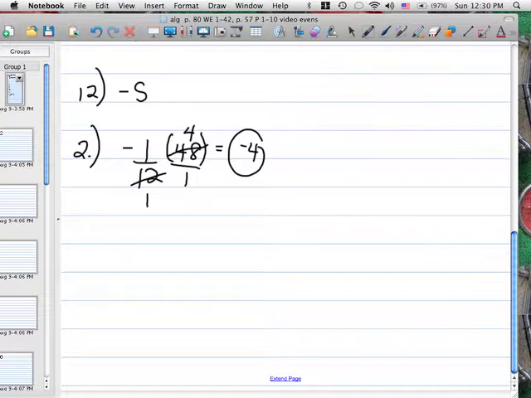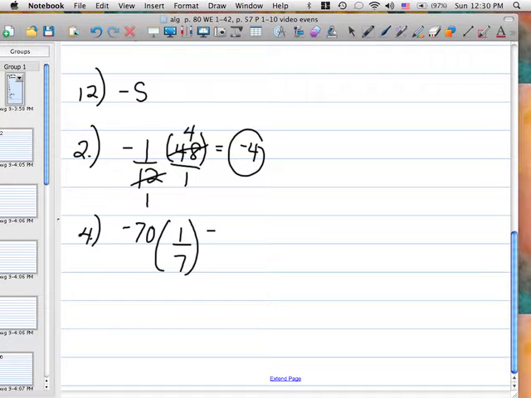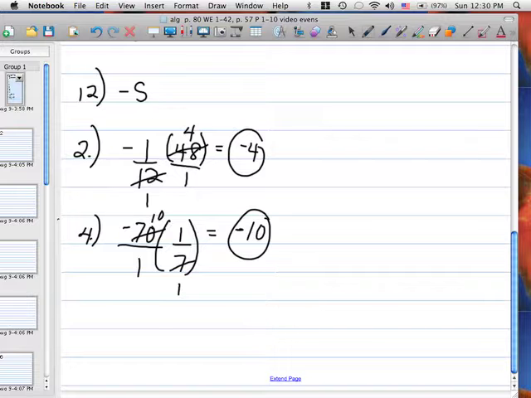Problem number 4, we have -70 times 1/7. Use 2 lines for those fractions. You can put the 70 over 1, cancel. The sign's going to be negative. 7 goes into 70 10 times. So our answer is -10.